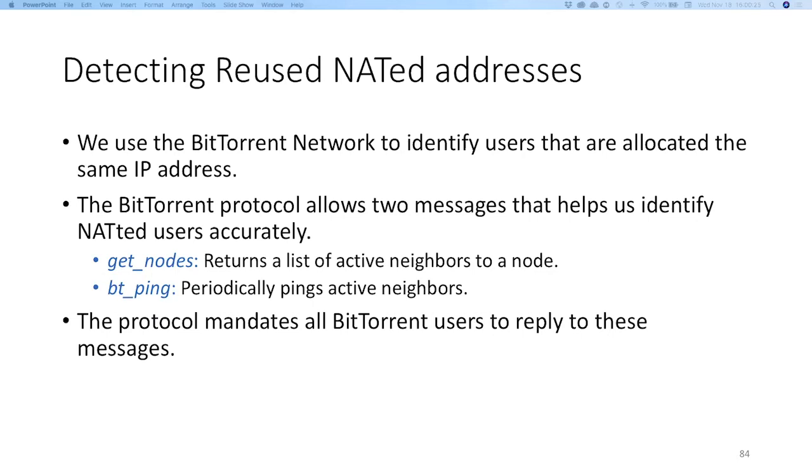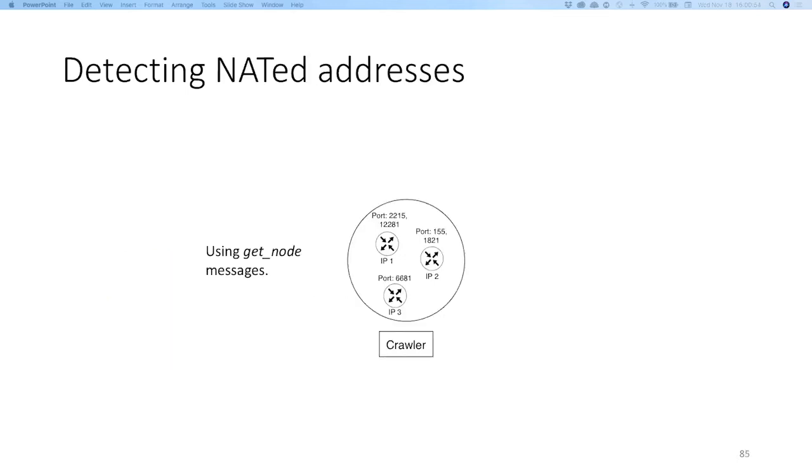BitTorrent is commonly used by users who are looking for content, and it basically connects users who have that particular content. Now, to enable this particular network, the BitTorrent protocol has a bunch of messages which allow many users to communicate. Now, we'll make use of two of these messages to identify natted addresses, and these two messages are get nodes and BitTorrent ping messages. So let's see how we use these messages.